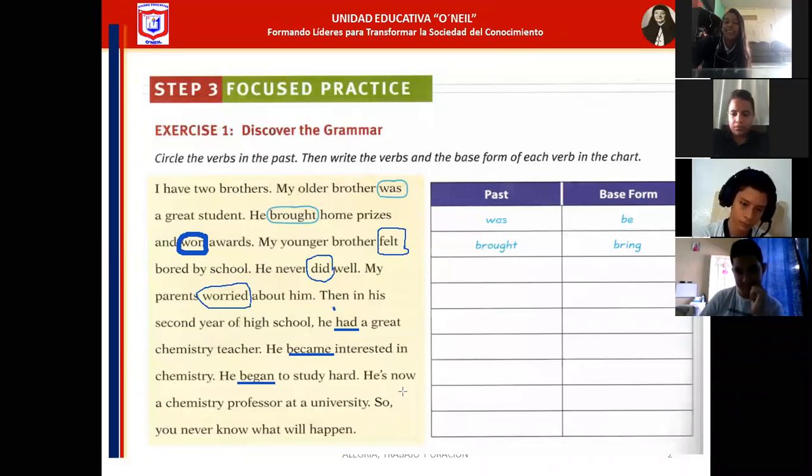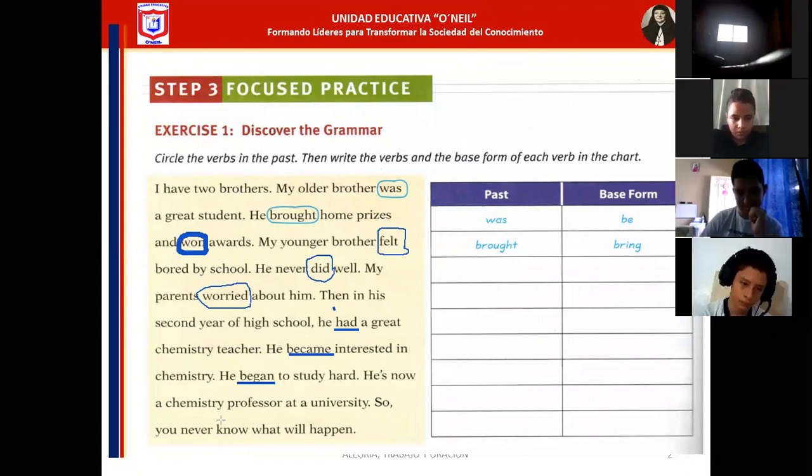And the other, he's now a chemistry professor at a university. So you never know what will happen. You never know. Aquí en esta oración que acabo de leer, ¿hay o no hay un verbo in past tense o está in base form? Ok. Aquí hay un verbo. No, you never know. This is the verb. And right here, no.